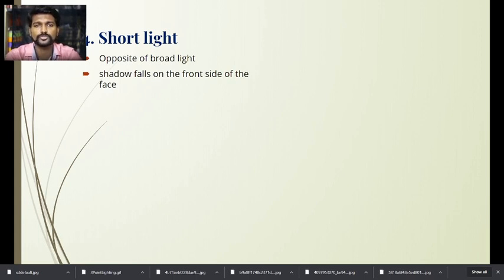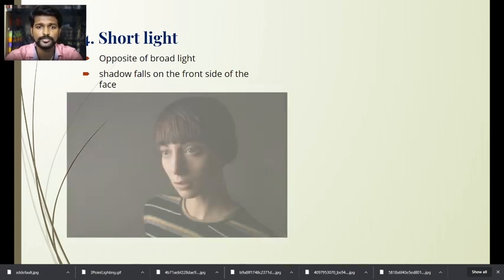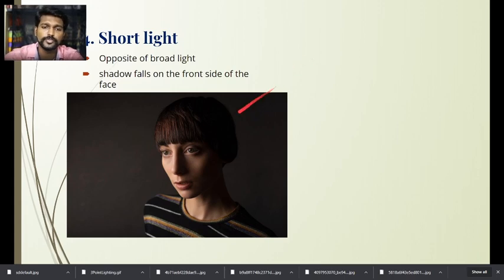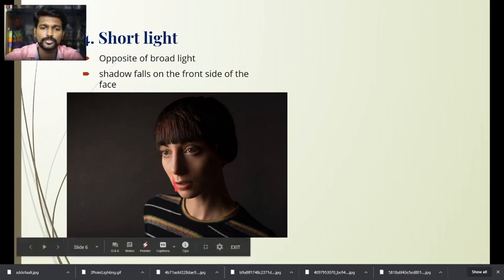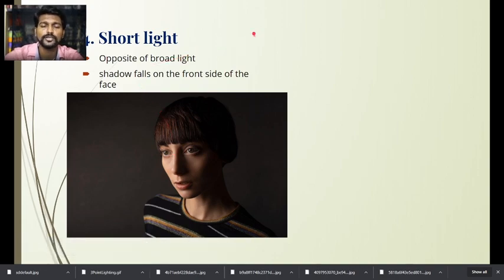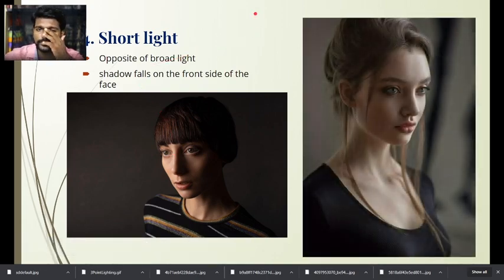So this is opposite to broad light. So you saw the last lighting, broad light is covering the larger area of the face. So this is a short light, so it covers the shorter area of the face. Whereas this is a broad area and this is a shorter area, so this type of lighting is called short light. Shadow falls on the front side of the face, whereas the broad area, the shadow is completely in the broad area, and the shorter area will be filled with this type of lighting.